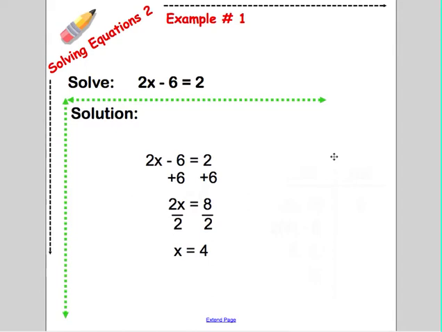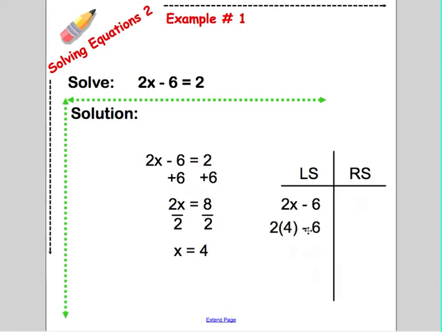I mentioned we're going to do some more left side, right side checks. Today we're going to use a little t-chart to help us out. On the left side of the t-chart, we'll write out the entire left side of our equation, 2x minus 6. On the next line, we'll substitute our solution. We said x was equal to 4, so we'll sub that in. We'll simplify a little bit. 2 times 4 is 8. So we're now left with 8 minus 6. And 8 minus 6 is 2. When we go back and check the right side of the equation, we find that it was equal to 2. Since the left side is equal to the right side, x equals 4 is a solution.